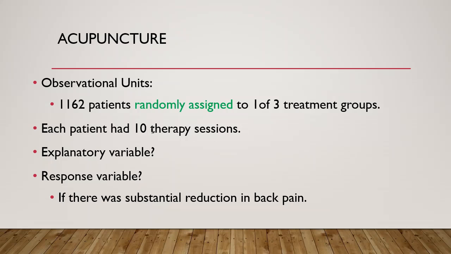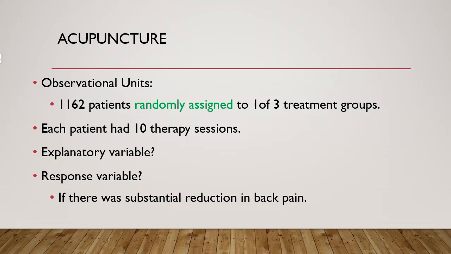Each patient had 10 sessions, and they took over 1,000 patients and randomly assigned them to one of the 3 groups. So this is a good size sample, a good size study, and it was randomized. So if we find a difference here, that will be able to be cause and effect because we've got random assignment. The only reason there could be a difference, if we observe a difference, would be due to the explanatory variable, because everything else was the same.